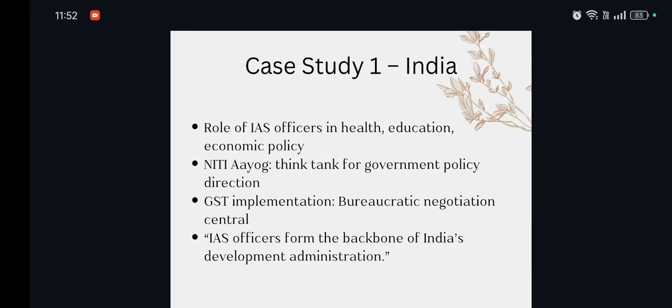Let's take India as our first case study. The Indian Administrative Service IAS officers are the real drivers of administration and policy making at both state and national levels. Institutions like Niti Aayog, a government think tank, depend heavily on bureaucratic inputs to design economic and social policies. For instance, the rollout of the Goods and Services Tax (GST) was an extremely complex process. Senior IAS officers negotiated between the center and states, harmonizing different interests to bring a unified tax regime.